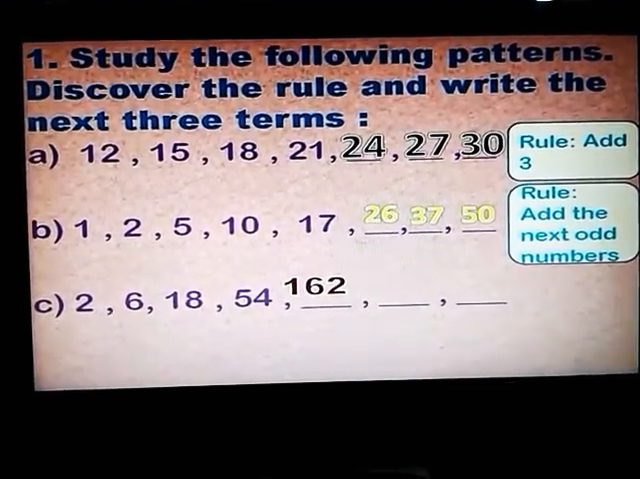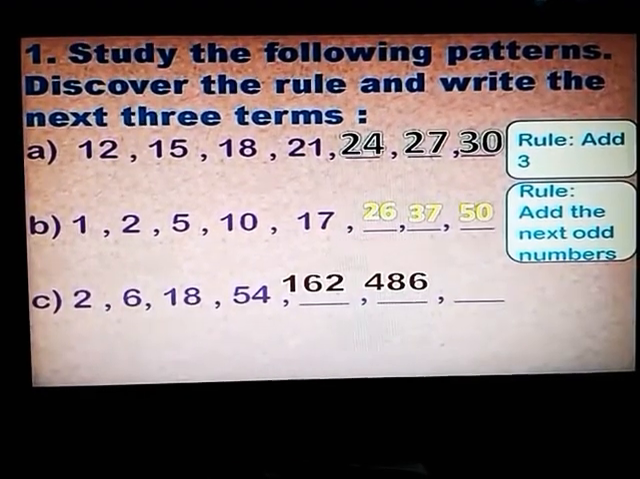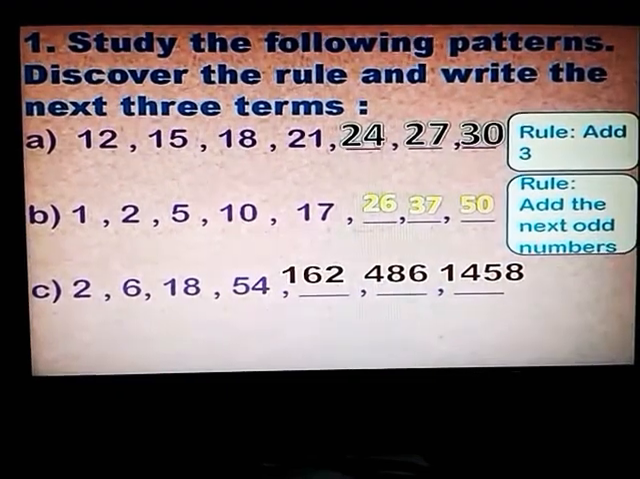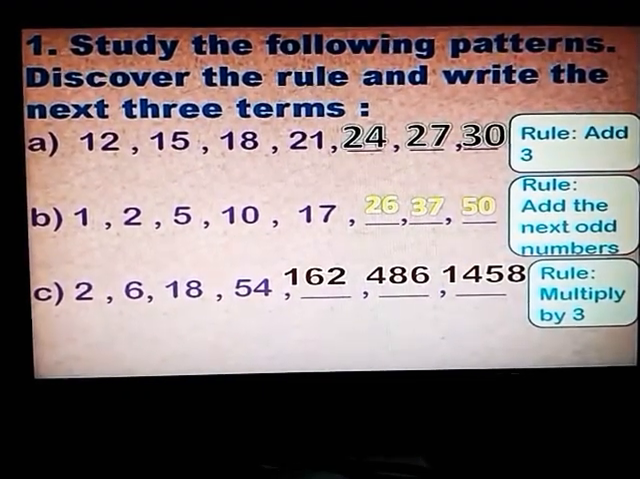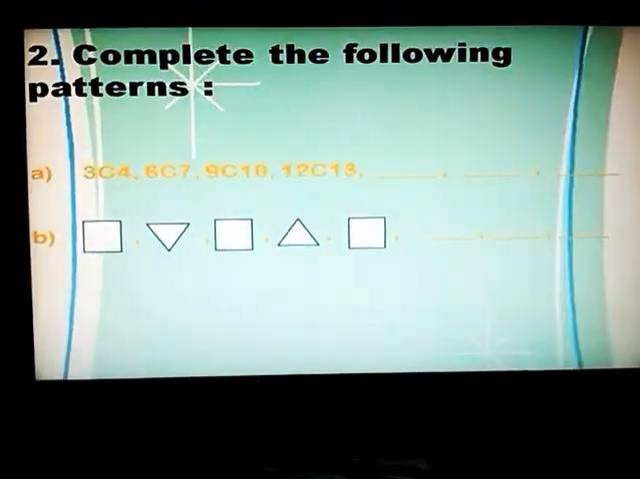Then 162 multiplied by 3 equal to 486. Then 486 multiplied by 3 equal to 1458. So the rule is multiplied by 3. Clear? Then question number 1, A, B, C complete. Then I go to question number 2.